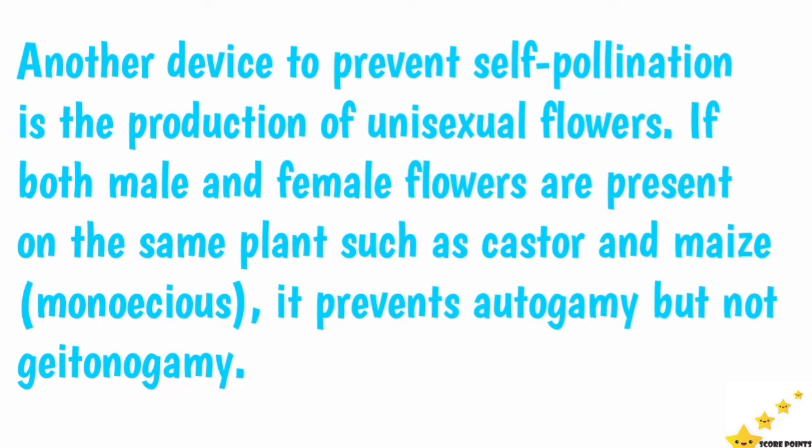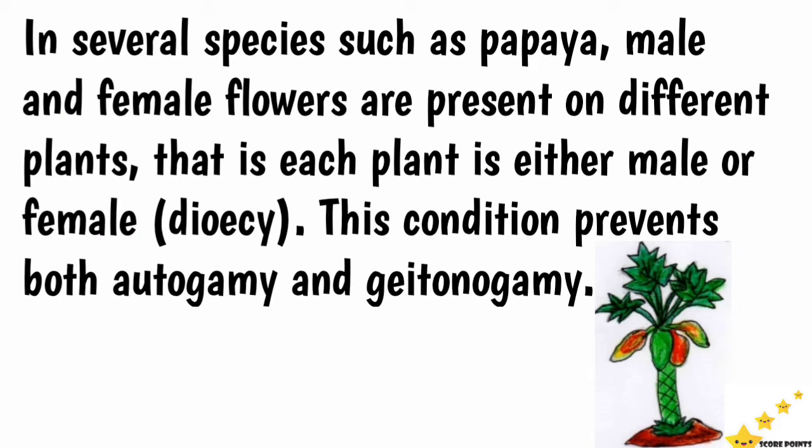If both male and female flowers are present on the same plant, such as castor and maize, monoecious plants, it prevents autogamy but not geitonogamy. In several species such as papaya, male and female flowers are present on different plants. That is, each plant is either male or female, a dioecious condition. This condition prevents both autogamy and geitonogamy.